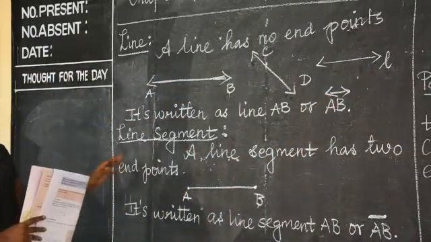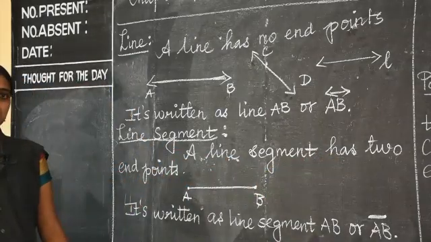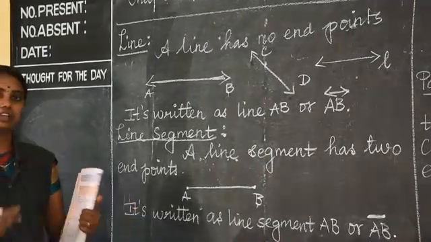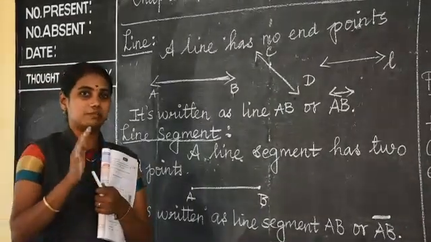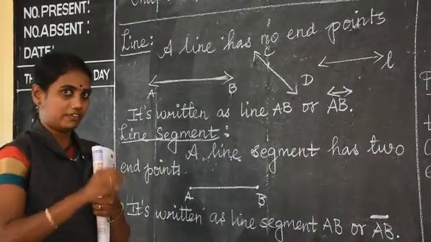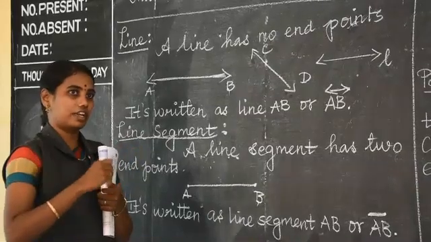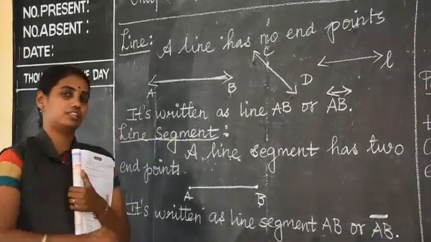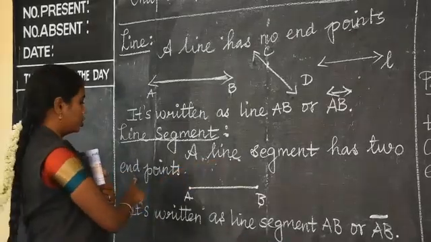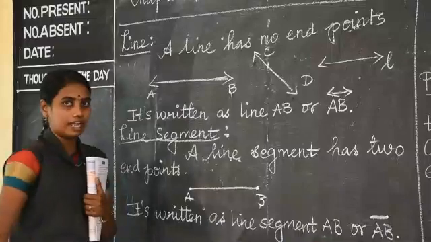Next, line segment. A line segment has 2 endpoints. For example, measuring the length 4 centimeter. Draw a line segment 4 centimeter, 5 centimeter. We measured with the scale. You measured and you have drawn the line, that is a line segment. A line segment has 2 endpoints. See here, one starting point and one ending point.